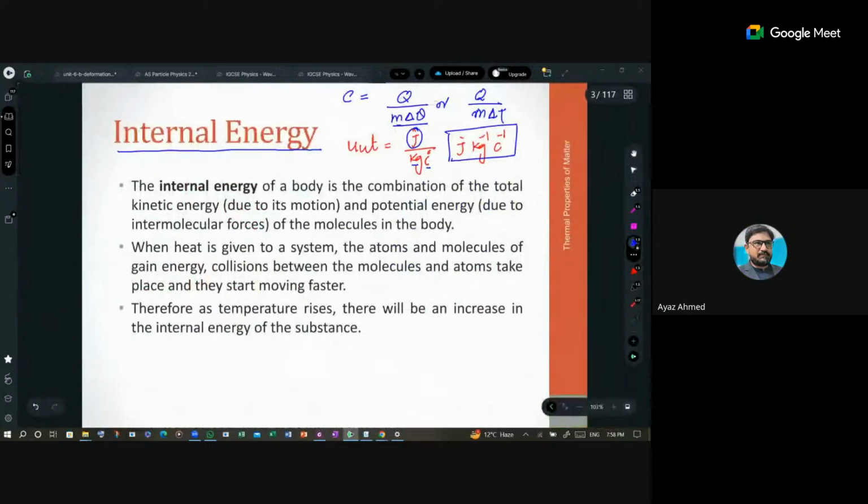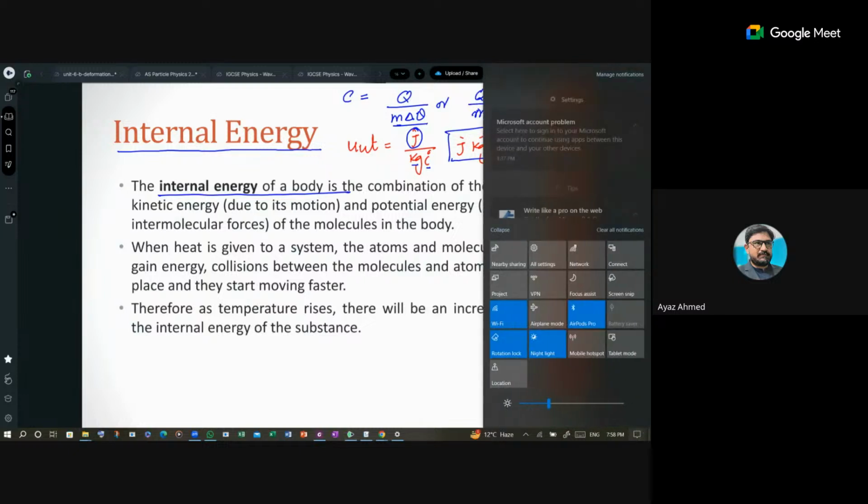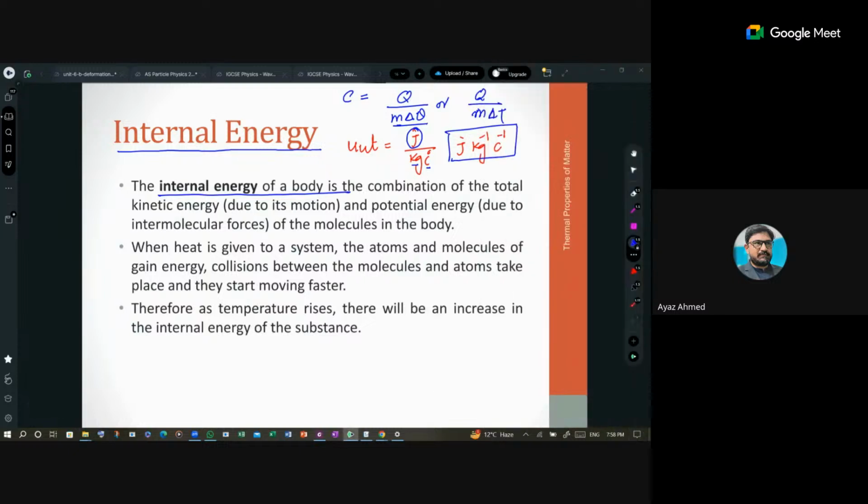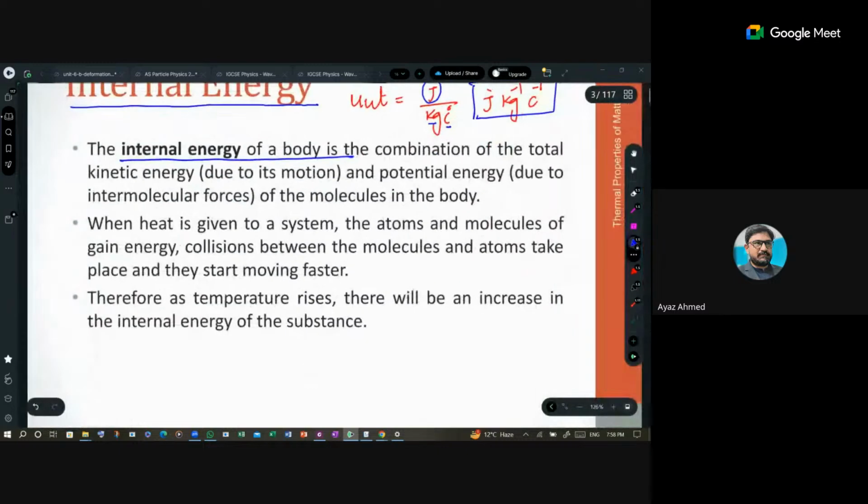Now I was talking about thermal energy, internal energy. Internal energy is that energy which is supplied to a system, and it becomes part of the molecules of that system. We studied the kinetic molecular model, that there are particles in all types of substances. If they are solid, these particles vibrate. If they are gases or liquids, these particles vibrate as well as move, or translate.